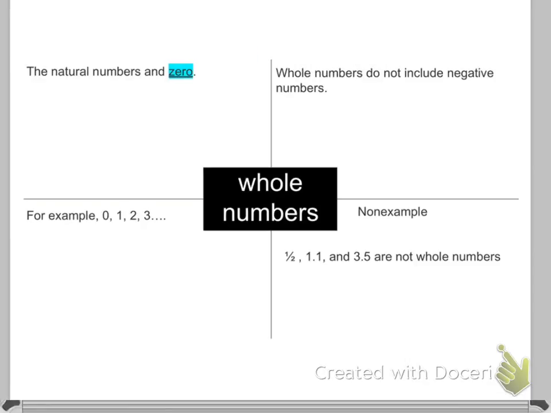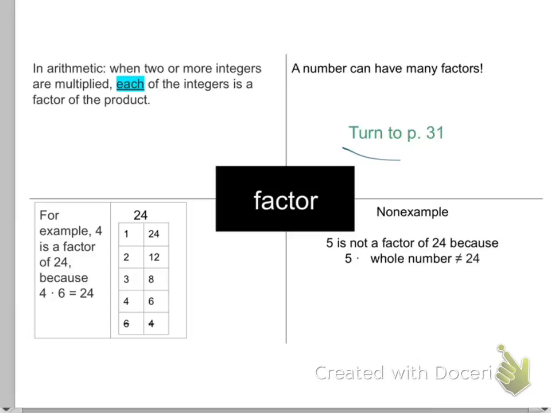Whole numbers. Whole numbers are natural numbers and 0. Whole numbers include 0. 0, 1, 2, 3. Factor. Turning to page 31 in your notes. Factor in arithmetic, when 2 or more integers are multiplied, each of the integers is a factor.